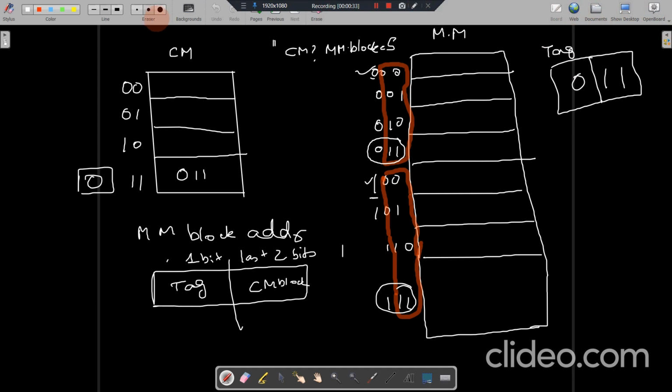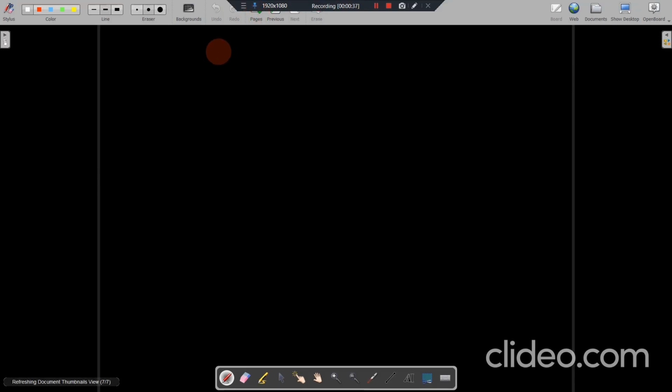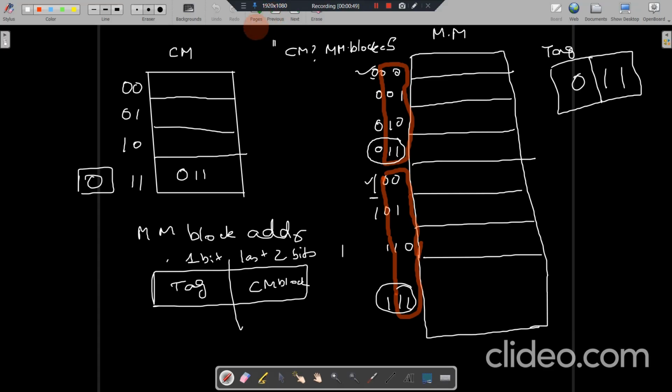Okay, how to decide how many bits in the CPU generated address would represent the main memory block number. Because in the last video we saw that from the main memory block number only we were mapping the main memory block numbers to the cache memory lines or blocks. Okay. So, what are the things which are already given to us? Let us write it down.